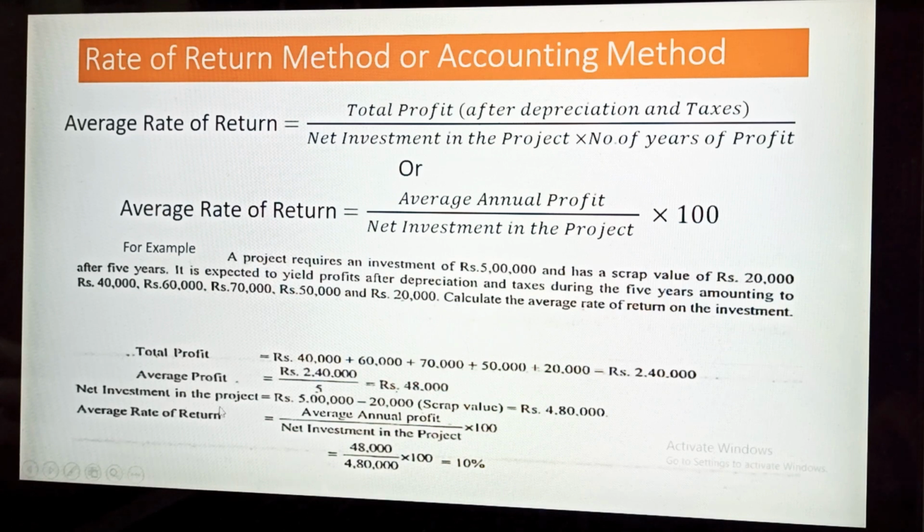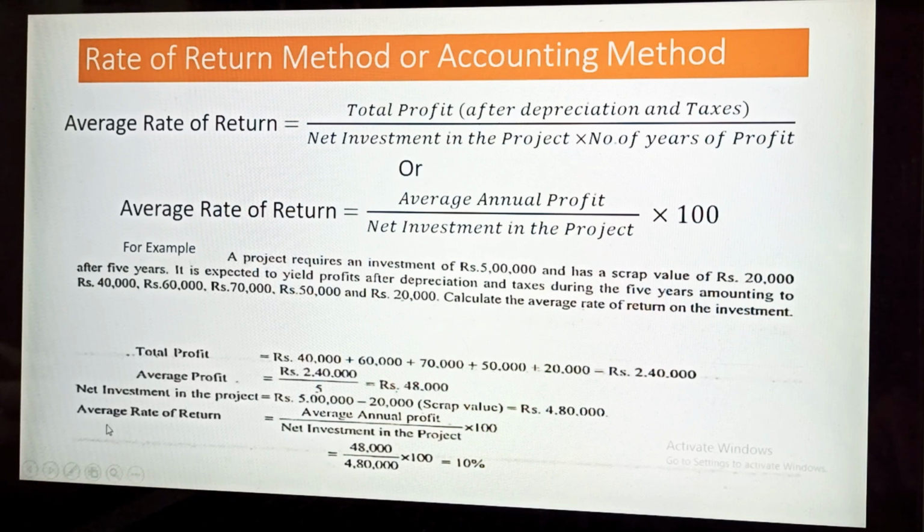Now next thing, you have to find out the net investment in the project. It is given here that the project requires an investment of 5 lakh rupees, but one more thing is given: the scrap value after 5 years is rupees 20,000. So for finding out the net investment in the project, you have to subtract this scrap value, because you are selling your scraps and you are getting this 20,000. So this will also be excluded from the net investment. So 5 lakh minus 20,000, your actual value will be 4,80,000.